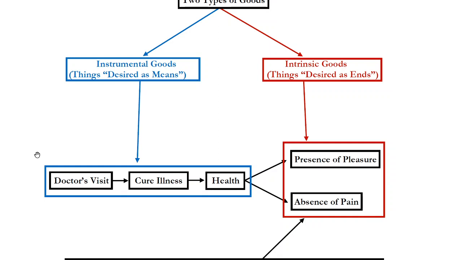And so this distinction from above, where he says some things are desired as means and other things are desired as ends, this is what he's talking about. The doctor's visit, curing an illness, health, these are all desired as means to an end. They're things you are using to get to the end. But there's only one thing that has intrinsic good. There's only one thing that is valuable in and of itself, that's desired as an end, and that is the presence of pleasure and the absence of pain.